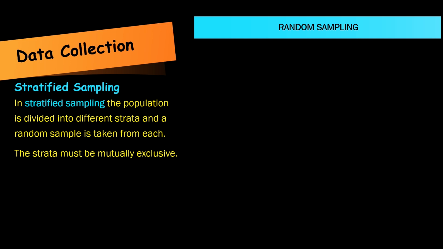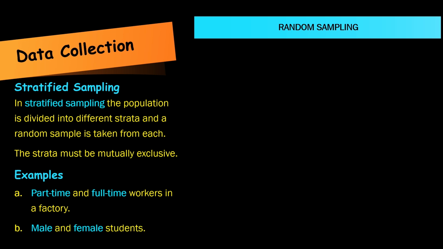Let's now define stratified sampling. In stratified sampling, the population is divided into different strata and a random sample is taken from each. The strata must be mutually exclusive. So let's take a look at some examples. We could have part-time and full-time workers in a factory, or male and female students.